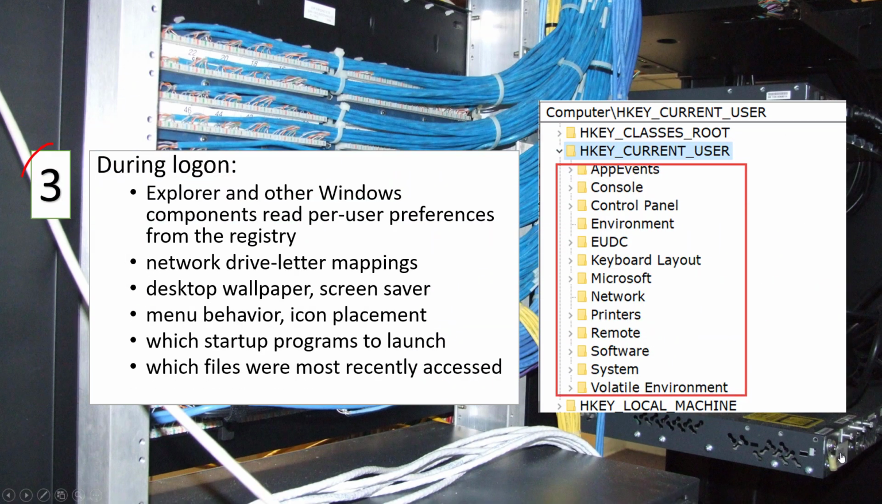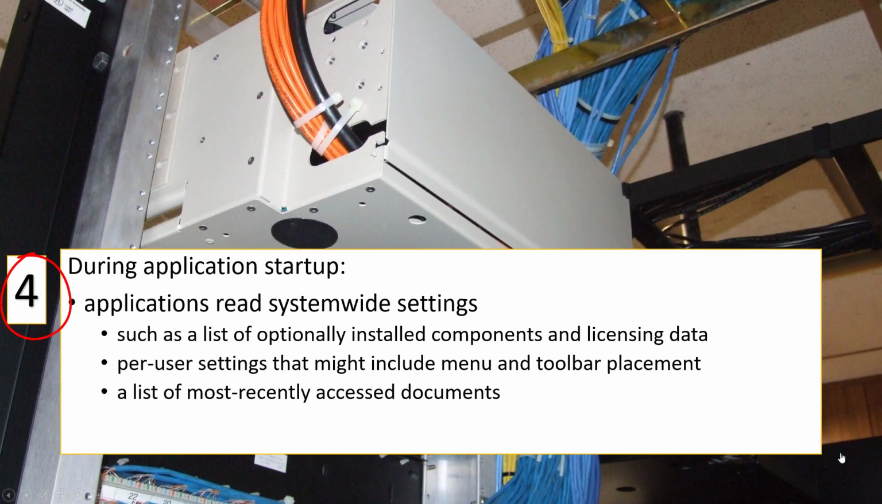Third is during your logon. When you log on, there's a heavy use of reading the HKEY_CURRENT_USER and determining wallpaper, network drive mapping, screensaver, menu behavior, icon placement, startup programs, and on and on. So this is the third time that Windows heavily reads the registry. And fourth, during application startup. When you start an application, there is a heavy reading of the registry.